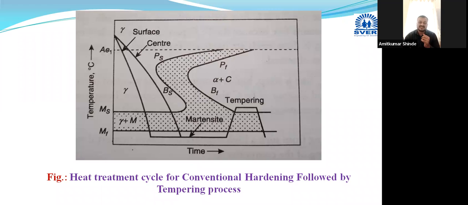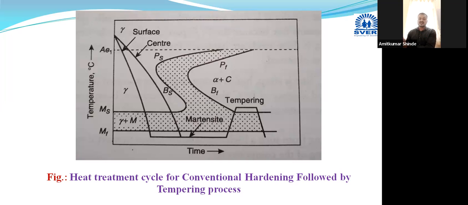And for alloy steels, as they have a very high percentage of carbon along with other alloying elements, very high percentage of other alloying elements, we can do the hardening by air cooling also. This means different mediums can be used depending on the type of steel. If it is a medium carbon steel, then we can use water or brine solution.